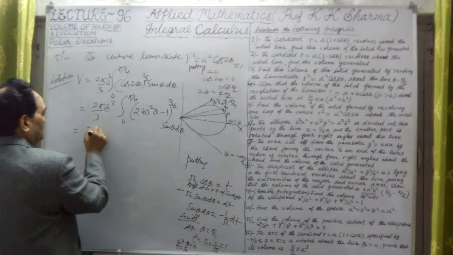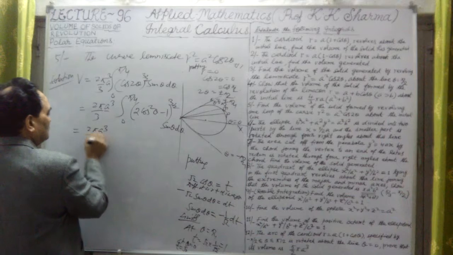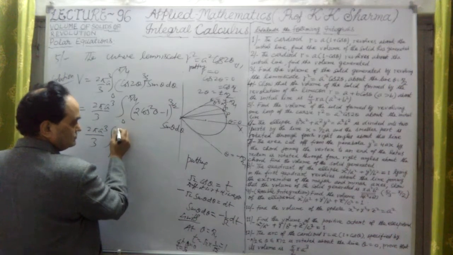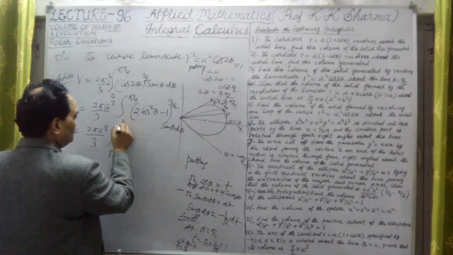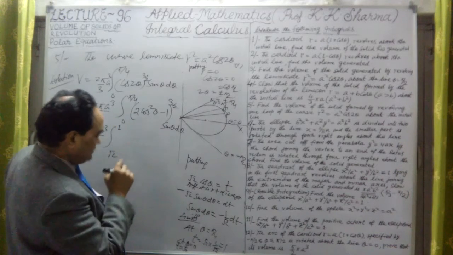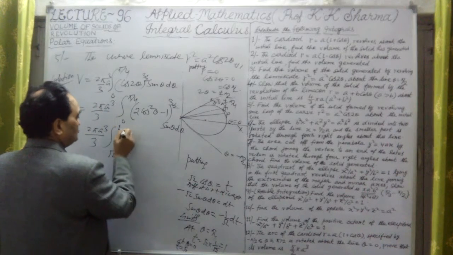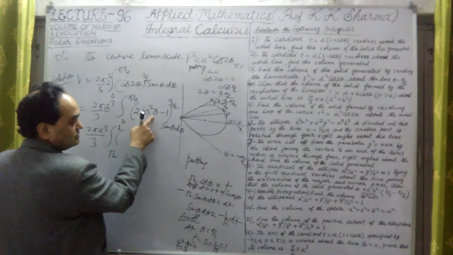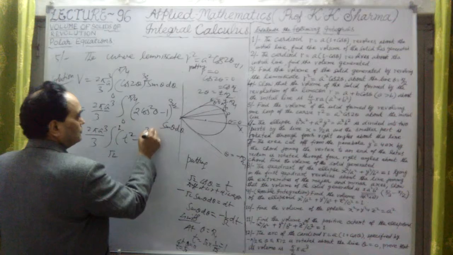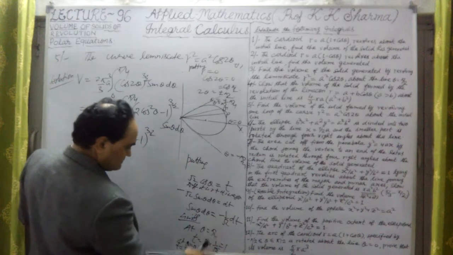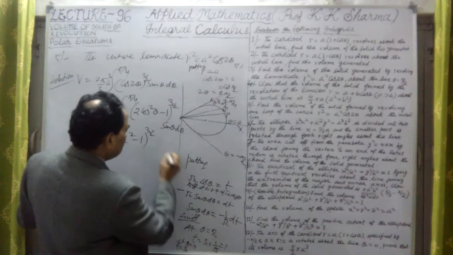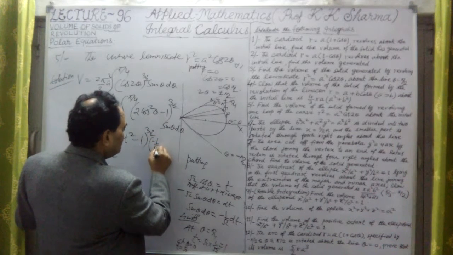Therefore, limits are, it is 2 pi a cube upon 3, limits root 2 to 1. Here it is root 2 to 1, no problem. Into, now this is t here, it is t square minus 1 power 3 by 2, and sin theta d theta equal to minus 1 upon root 2 dt.